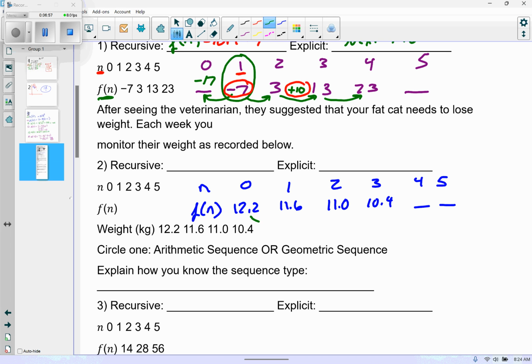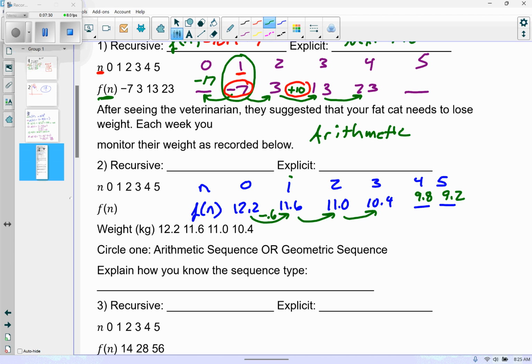Okay, did you figure out what we're doing to get to the next term? Are we adding? Are we subtracting? Are we multiplying? Are we dividing? Well, it looks like I am subtracting 0.6 each time. So if I subtract 0.6 from here, that's going to take me to 9.8. If I subtract 0.6 from that, that takes me to 9.2, so we figured that out. We're adding and subtracting, so this is going to be arithmetic.